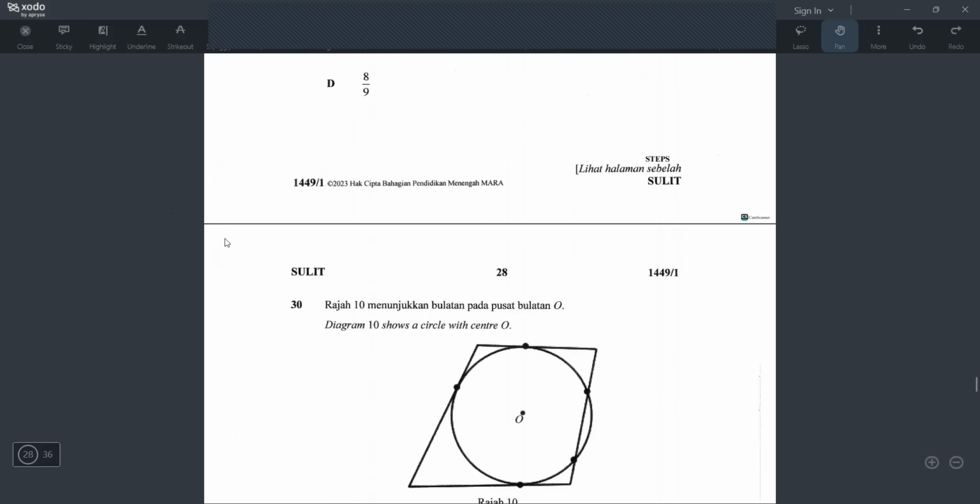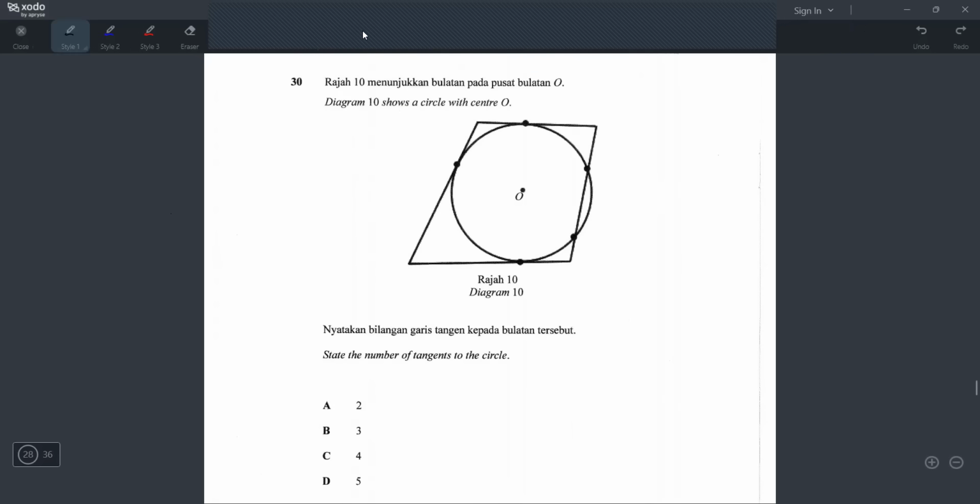Okay, let's continue. Number 30. Diagram 10 shows a circle with center O. State the number of tangents to the circle. You need to understand the meaning of tangent so that you can do this question. Tangent means the line will touch the circle at one point. Then we call it tangent. All right? And this point, we call it the tangent point. Oh, and one more extra information. When you draw from the circle center to the tangent point, it will always be 90 degrees.